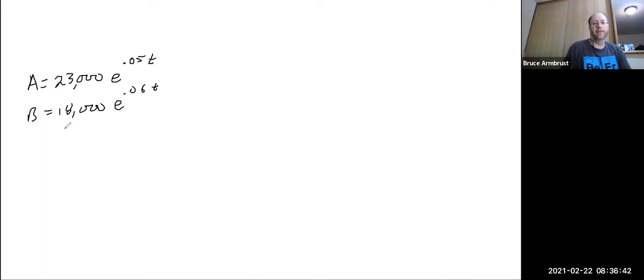All right, and so we want to find out when these two populations are going to be the same. So we'll just take those two equations and we will set them equal to each other. So we got 23,000 e to the 0.05t equals 18,000 e to the 0.06t. So then, Alexi, when you put in the chat box, you said you just didn't know how to set equal. I'm thinking it's probably not this step. I'm guessing you probably knew how to do that. It's more the where do we go from here?